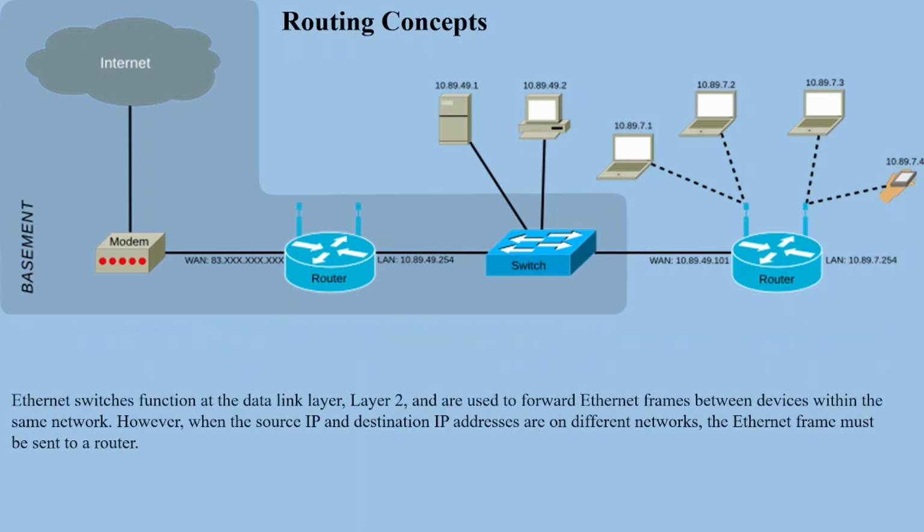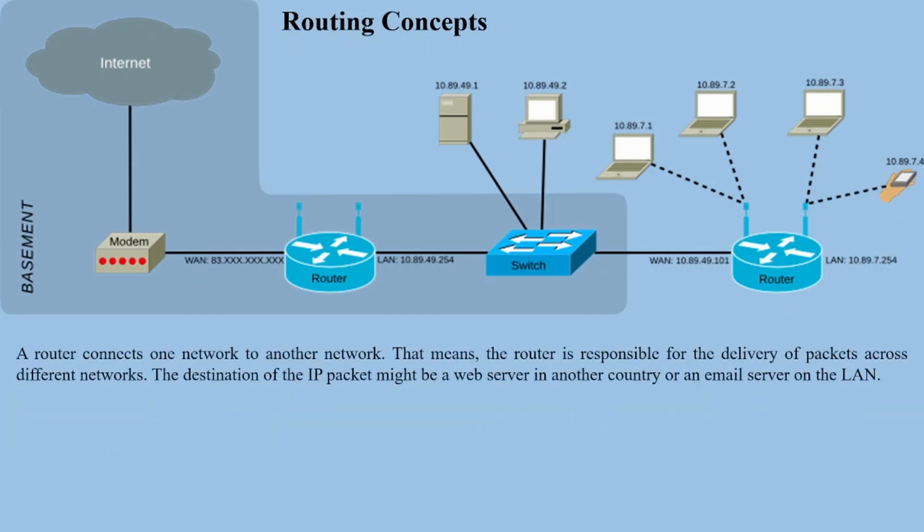Ethernet switches function at the data link layer, which is layer 2, and are used to forward Ethernet frames between devices within the same network. However, when the source IP and destination IP addresses are on different networks, the Ethernet frame must be sent to a router. A router connects one network to another network.